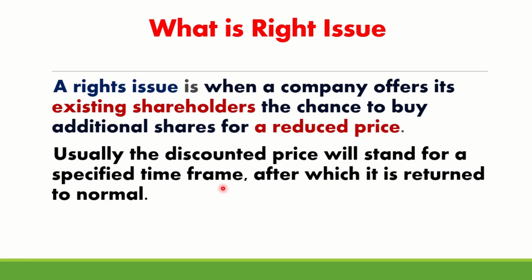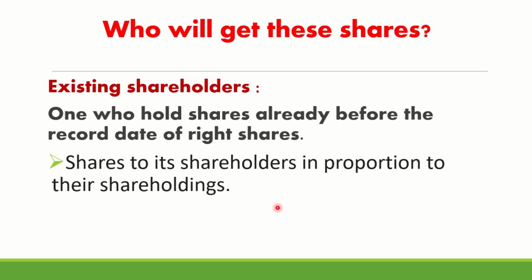And for the next one, who will get these shares? The eligible holders will be existing shareholders. Those who are already holding the shares will be eligible for getting these shares. So how can we know whether I am an existing shareholder or a new shareholder? When they announce the rights issue, they will mention the record date. If you are holding the share before that record date, you are an existing shareholder.